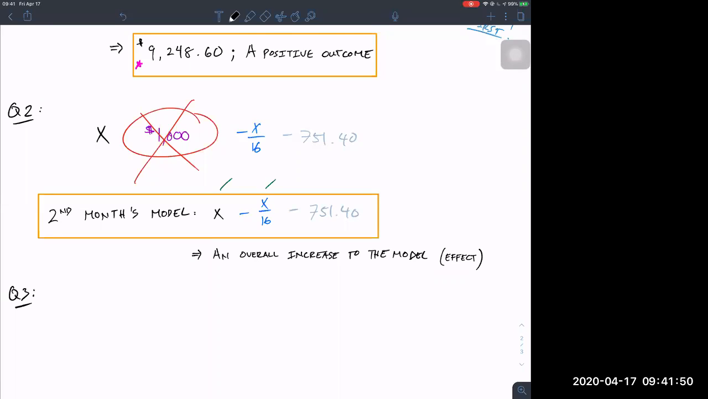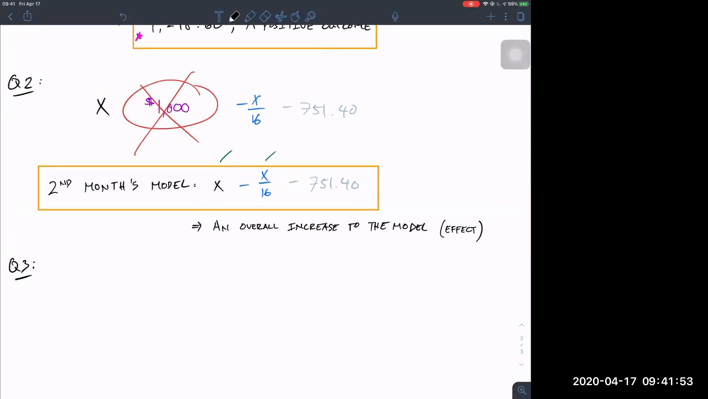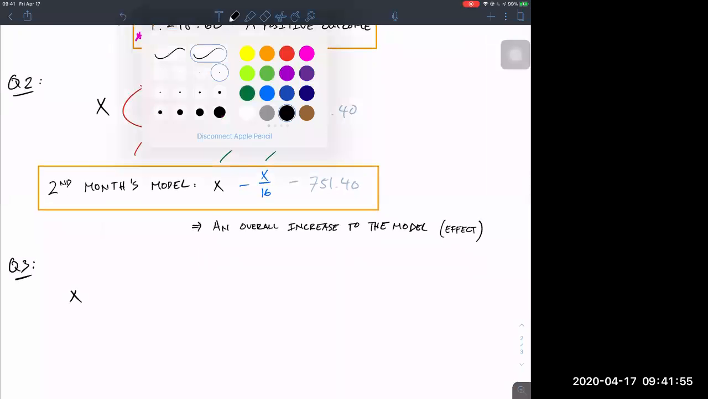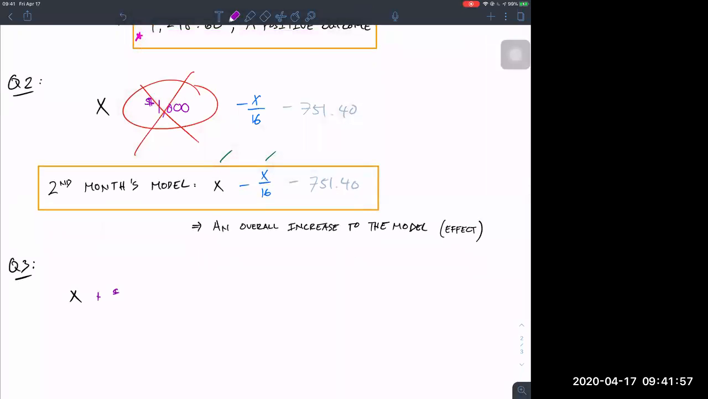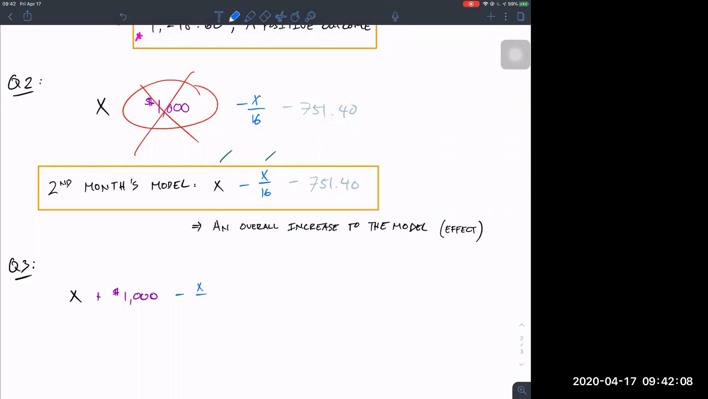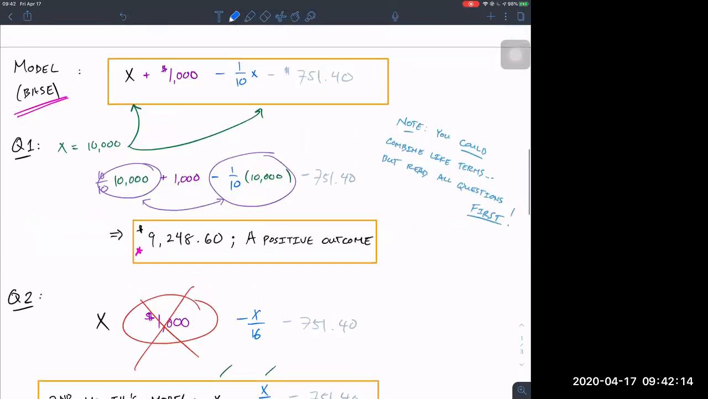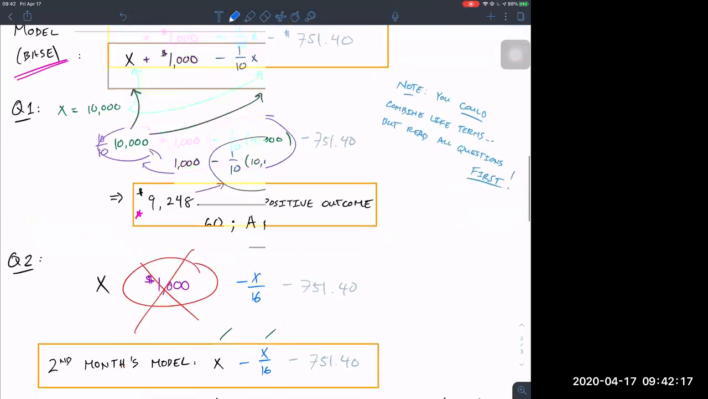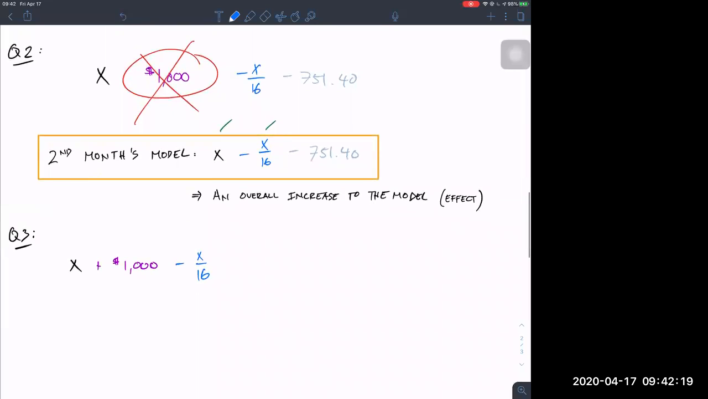Apologies for that. So for the third month's model, what you realize is X comes back again, but now you get that $1,000 stipend back, or grant money, whatever I described it as in the question, because it's coming back every other month. So that's legit. Now, also, unless I say otherwise, you're going to carry over the culminating effects of your model. So the base model had 1/10 X, and then in the second month it changed to 1/16 X, or X over 16.